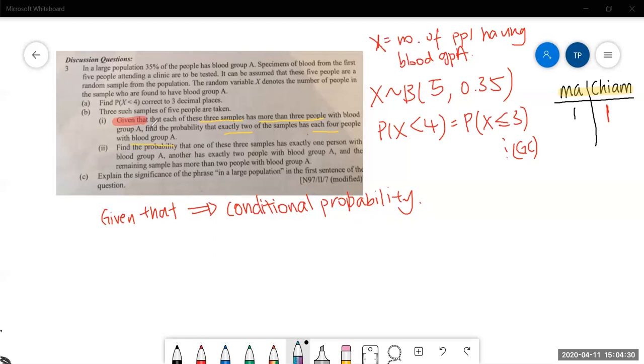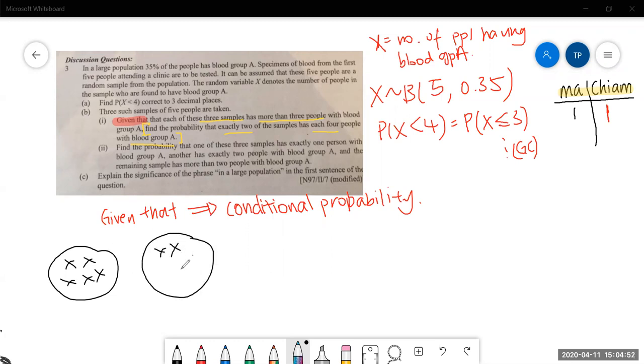Okay, so let me explain the second part here first. Find the probability that exactly two of the samples has each four people. Okay, what they are trying to say is there are three samples of five people. They want to find the probability that two of them has four people with blood group A.